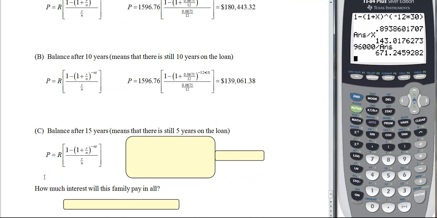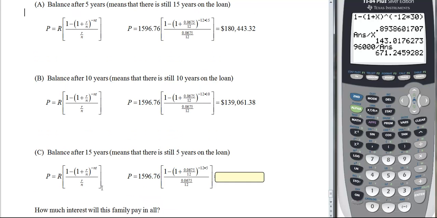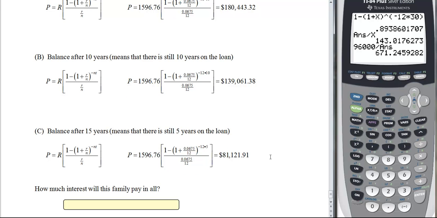Let's see what happens, the balance after 15 years. You still have 5 years on the loan. So the only thing that's going to change is the amount of time still on the loan. Get that thing down here. And if you work that out, then with 5 years still on the loan, they still owe $81,121.91. Now this was not part of the question, but I just wanted to see it.